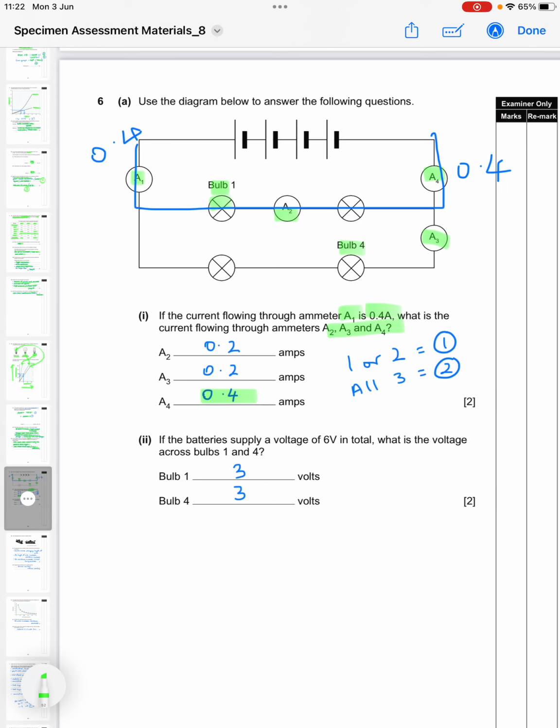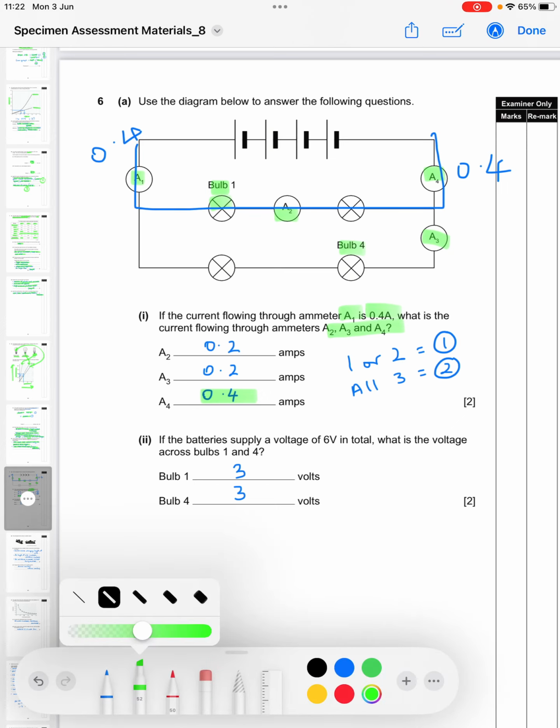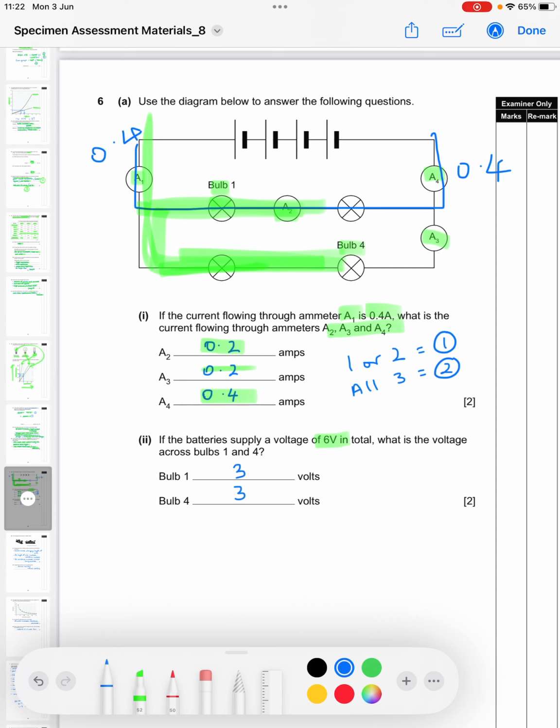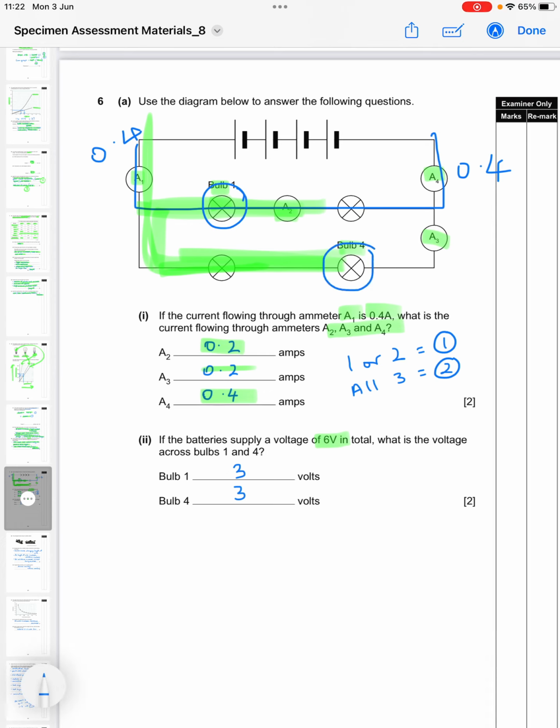But then at A2 and A3, you see here the current has split. So half of it's going here and half of it's going here, so 0.2 for each of those. So if the batteries supply a voltage of 6 volts in total, what is the voltage across bulbs 1 and 4? So in this case, the voltage is splitting, so it's going to be 0.3 in each of those because that's a parallel circuit.